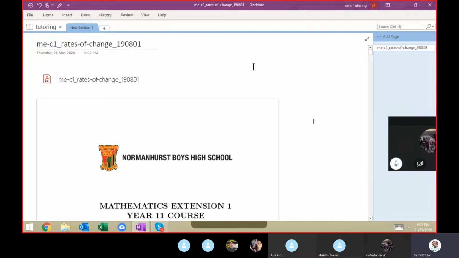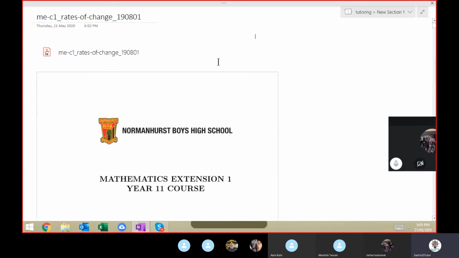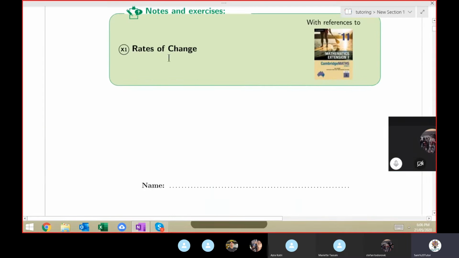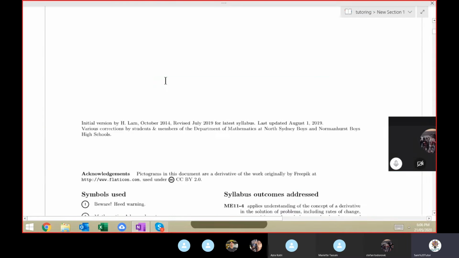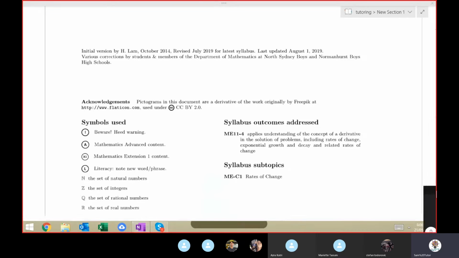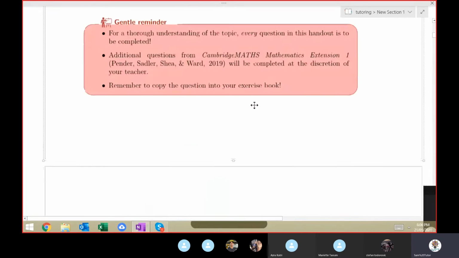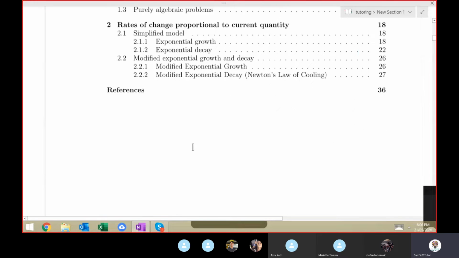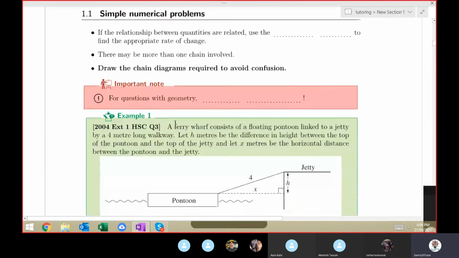Extension 1. Let's do this view, full page. So this is just an extension 1 topic. It's more about the exponential growth and decay, so let's get to this.